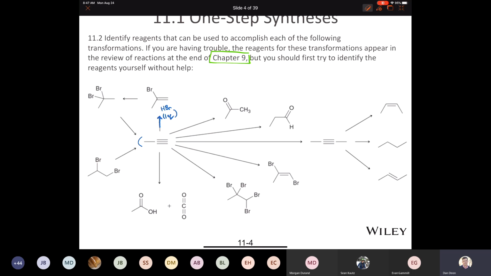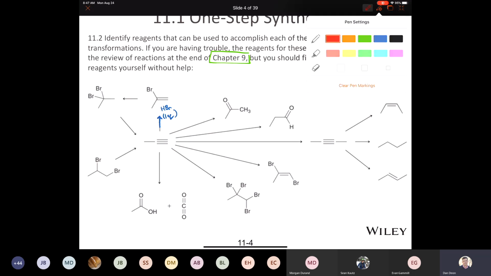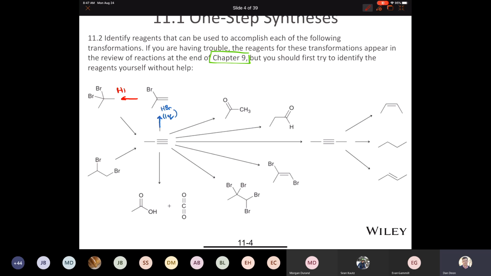All right, let me clear that. Okay, so the next reaction, let's take a look at this one here. We're adding a second molecule of HBr. So for that, we're just going to use HBr. I want to address this one right here. If I want to take this geminal dibromide, which I'll circle in green, and convert it to the alkyne, I'm curious if any of my wonderful students out there in Microsoft Teams land could tell me how to do that. You can unmute your mic, you can type it, anything is fine.